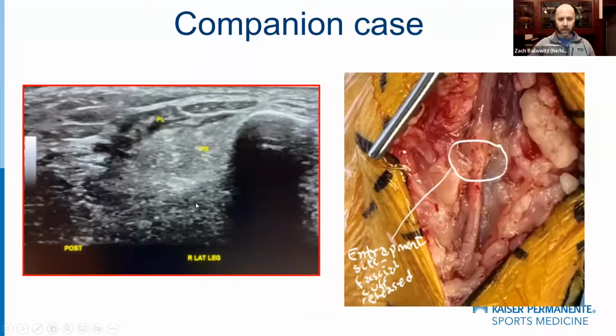Another case that I had where you can actually see peroneus atrophy. So remember that the superficial peroneal nerve does supply the peroneus longus and brevis. This case was interesting because the peroneus longus was really spared, but the peroneus brevis was clearly atrophic. You see this hyperechoic loss of normal muscle architecture here.